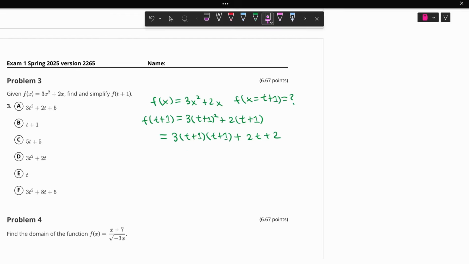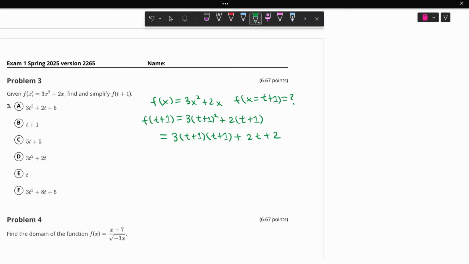If you decide to distribute this 3 first, just make sure that you only distribute it to this first term. You can't distribute it to this one too. The distribution would only apply to the first term. So personally, I think to avoid that confusion, it would be easier to FOIL first and then distribute. So that's what I'll do instead.